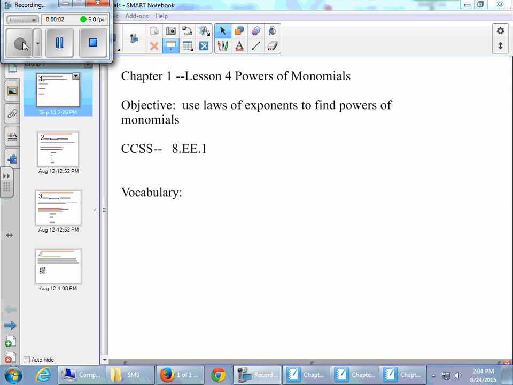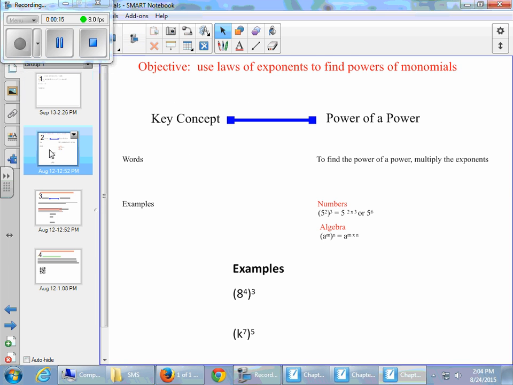Welcome to Chapter 1, Lesson 4, Powers of Monomials. Our objective or learning target for this lesson is to use laws of exponents to find powers of monomials. And good news, no vocabulary for this lesson. So we're going to move right into our key concept.